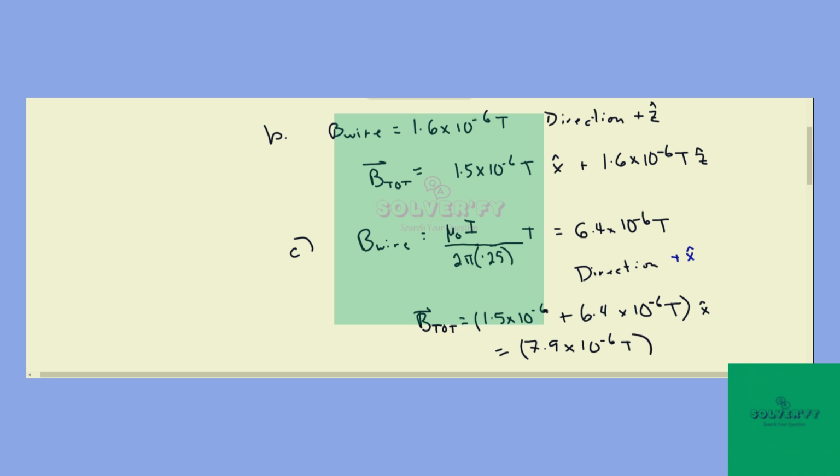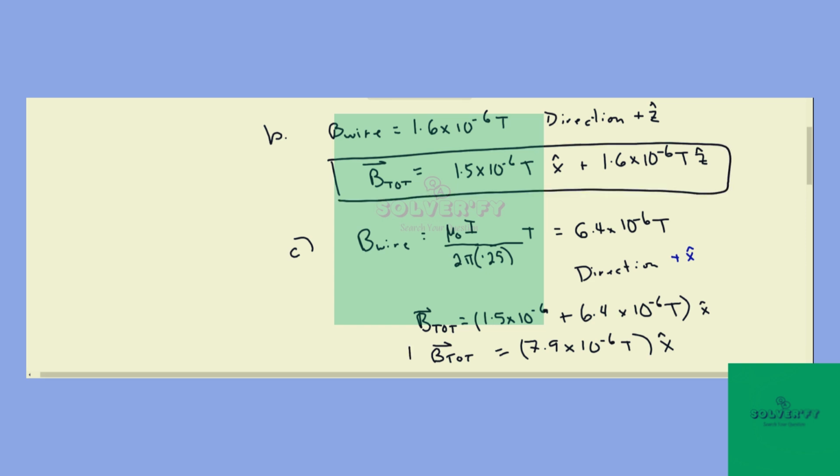And yep, that's how you work out the magnetic field at different points due to two sources. And it wasn't too bad because one of those sources was uniform.